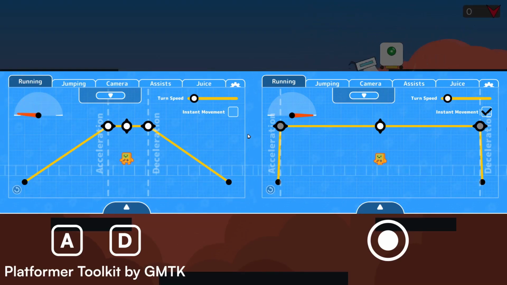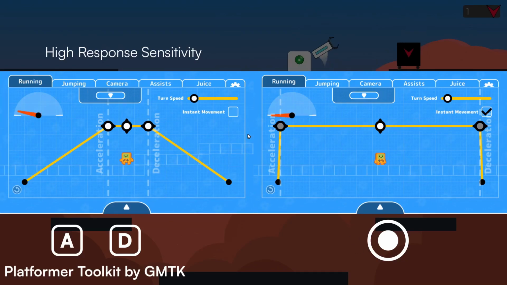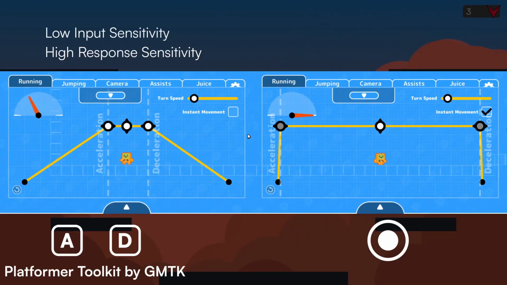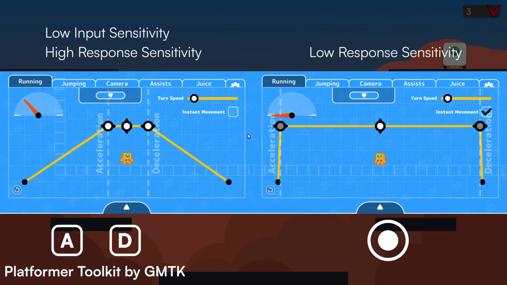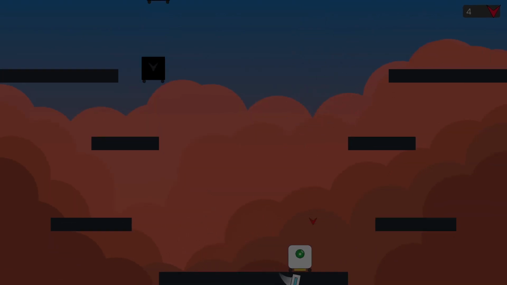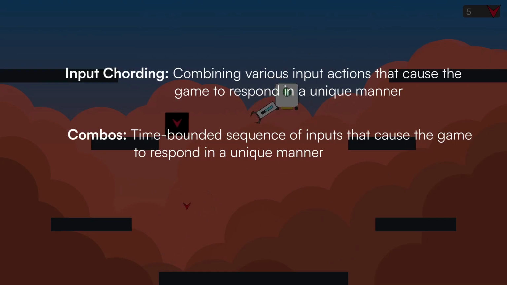The second character, however, instantly gains a maximum speed whenever the joystick is pushed to the left or to the right. Here, the first character is said to have a lot more response sensitivity, despite the low input sensitivity of the keyboard buttons, whereas the second character has less response sensitivity in spite of using a more sensitive input device. Also, response sensitivity relates to input chording and combination moves, also known as combos, as both of them increase the response sensitivity of the game.